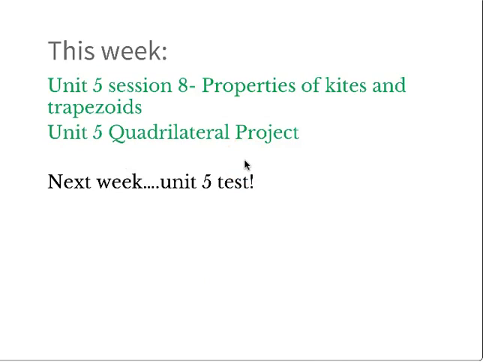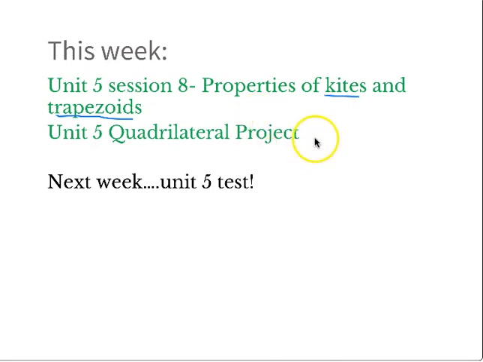All right, so what are we doing this week? This week we are wrapping up Unit 5, really. So we are going to jump in our last session and learn about the last 2 types of quadrilaterals from Unit 5: kites and trapezoids. So in Unit 5, Session 8, you're going to learn the properties of kites and trapezoids. And then we've learned about every type of quadrilateral that we are going to from Unit 5.